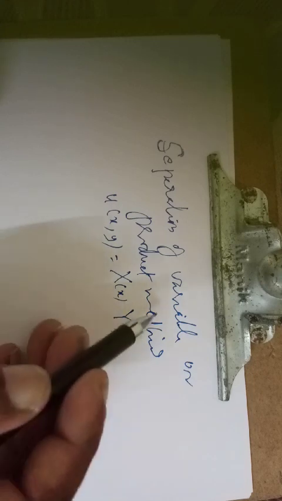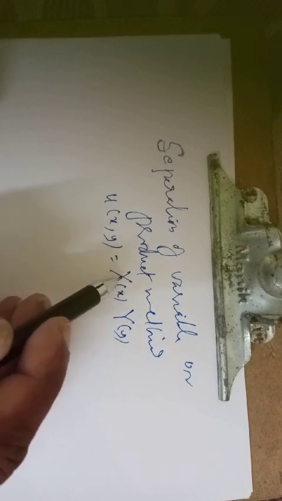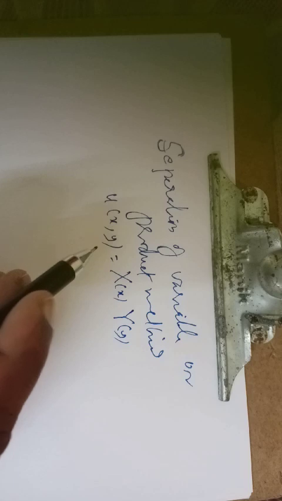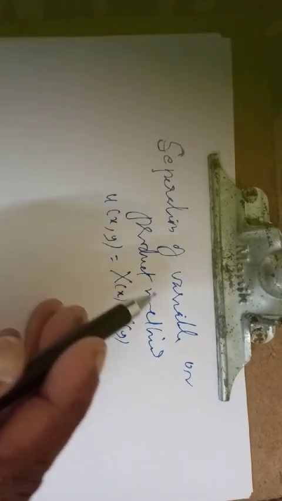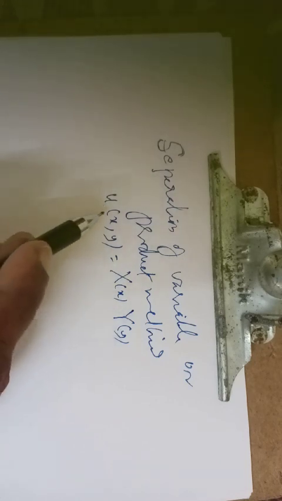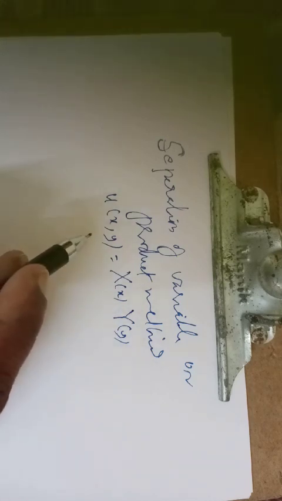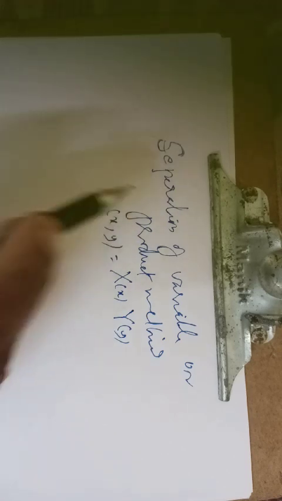That is why the name separation of variables. And it is a product, X into Y. Therefore, this is also called a product method. In this case, to solve a partial differential equation, we use this method, and first we assume u(x,y) is equal to X(x) into Y(y). And to find this solution, we substitute in the equation.